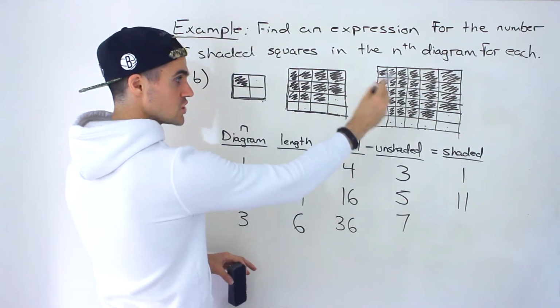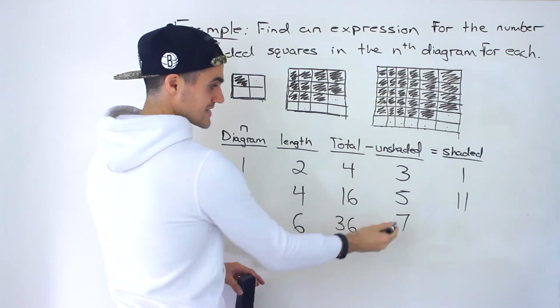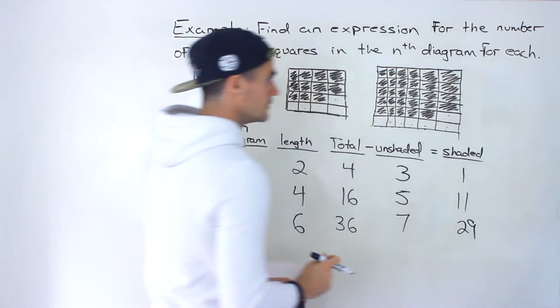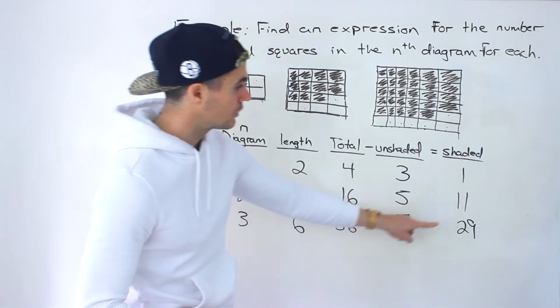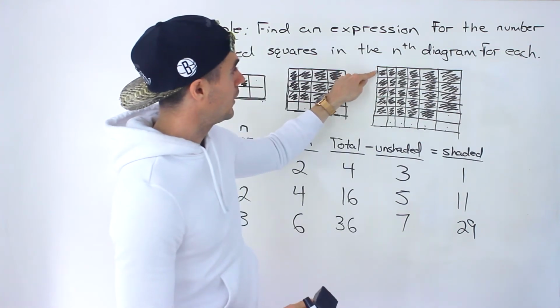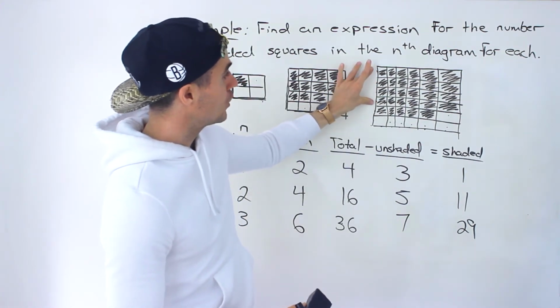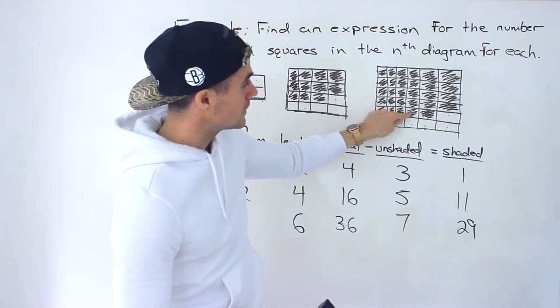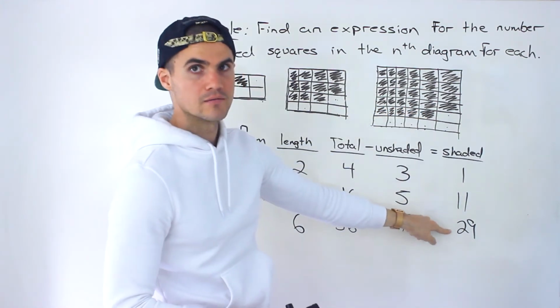So the number of shaded squares here is going to be 36 minus 7, which would give us 29. And again, you can confirm this. There are 6 in each row, and 1, 2, 3, 4 full rows. So that's 24, 25, 26, 27, 28, 29.